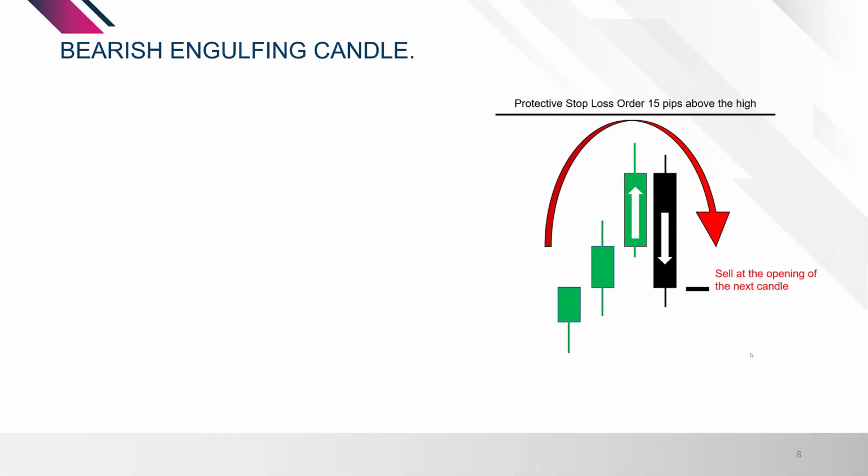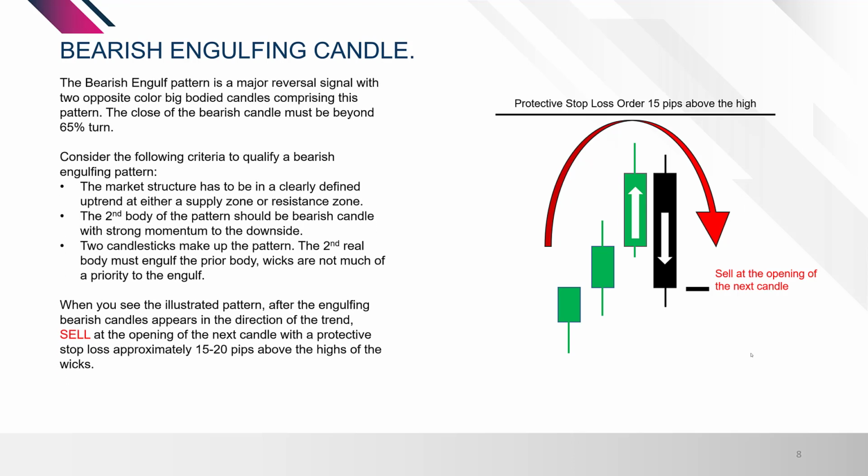Now let's look at the bearish engulfing candle. This is one of the most powerful candle patterns that you can use, and a more reliable pattern in terms of price action. The bearish engulfing pattern is a major reversal signal with two opposite color big-bodied candles comprising this pattern.